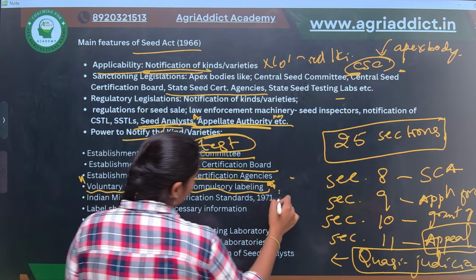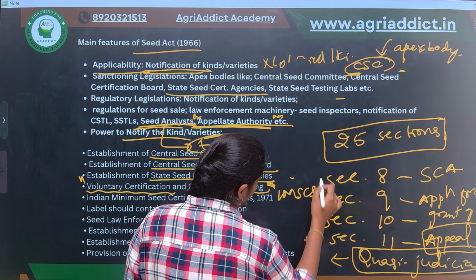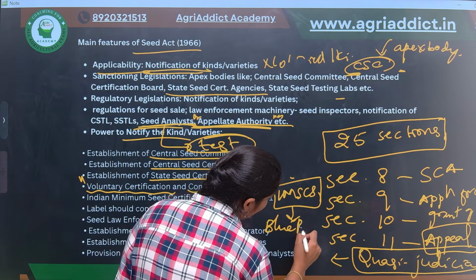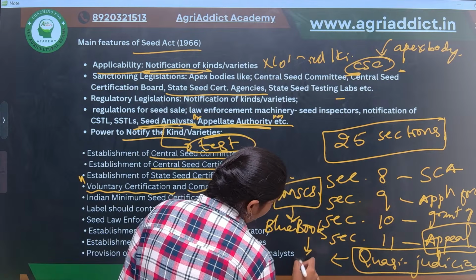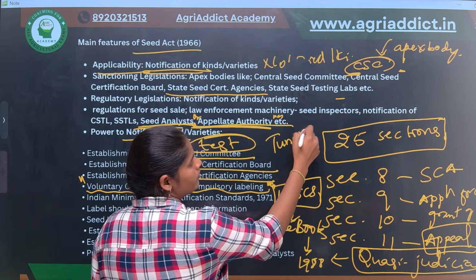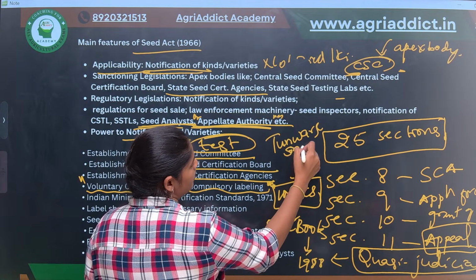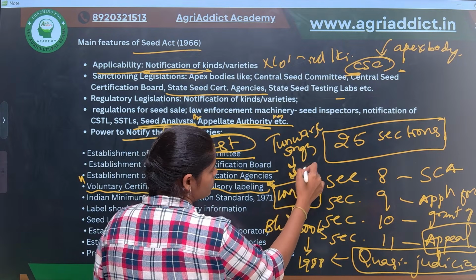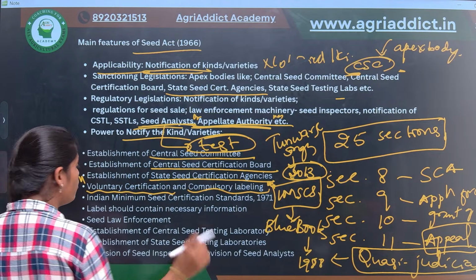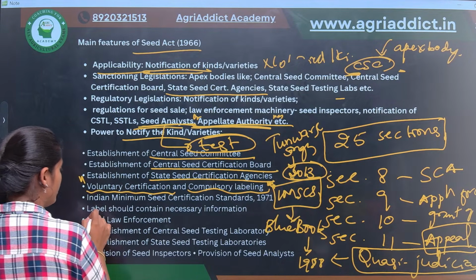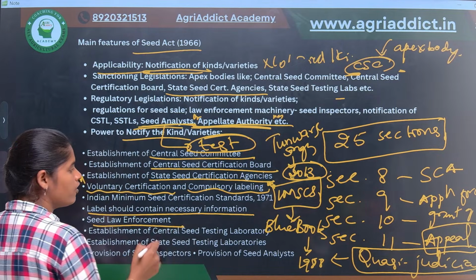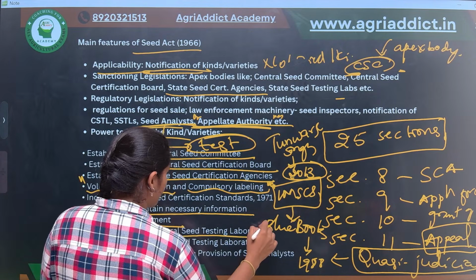And we have provisions like IMSCS. Last class we discussed it, right? It's popularly known as the Blue Book. In 1988, it was given by Anwar and Singh, but it was revised once later. We are following that, okay? IMSCS or Blue Book. And also the label should contain necessary information. We have seed law enforcement. We have central seed testing laboratories.